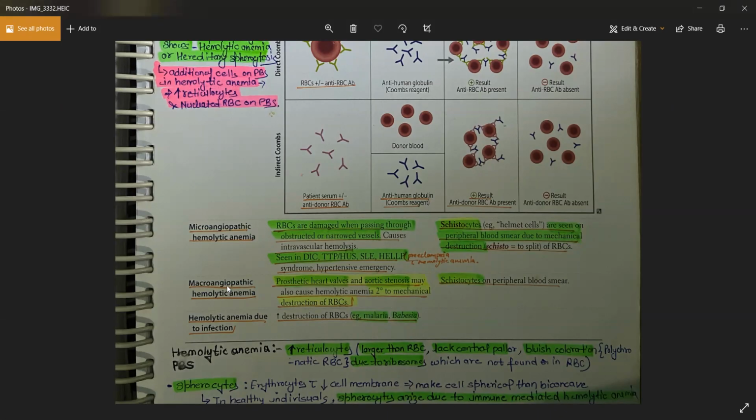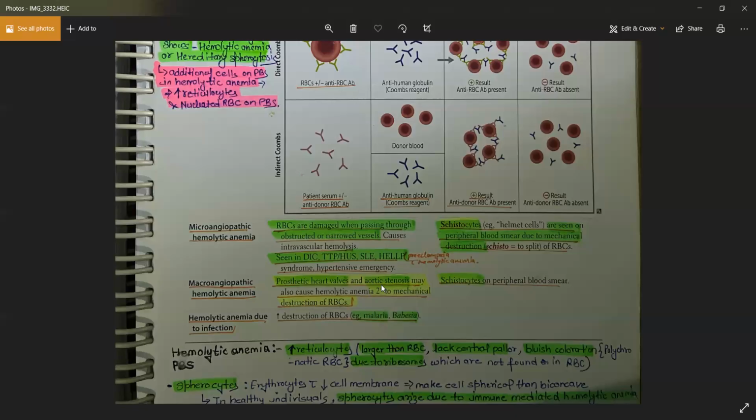In macroangiopathic hemolytic anemia, the hemolysis occurs in very large vessels like the aorta. It generally happens because of prosthetic valves. Whenever your body has a prosthetic valve, like in a case of aortic stenosis with valve replacement, you can have RBC destruction. Also, in aortic stenosis, because you have a very small or narrow passage for the RBCs through the aortic valve, these RBCs can get damaged.